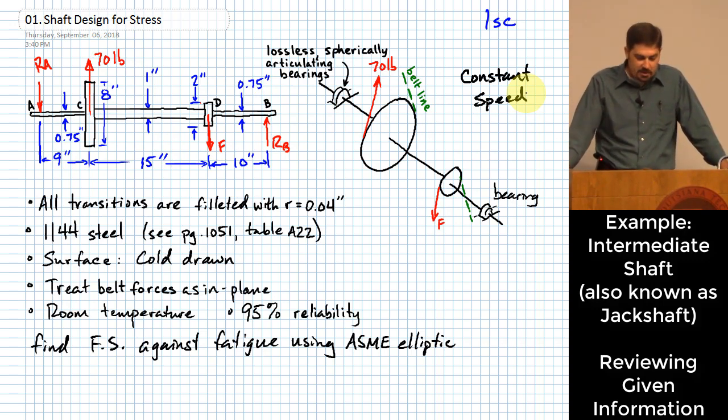Every place where we have a transition from one part of the shaft to another part of the shaft, let's say that each of those places has a fillet, and that fillet has a radius value of 0.04 inches. Okay, this is important because if you don't make those fillets large enough, then what happens? What does it create? A stress concentration.